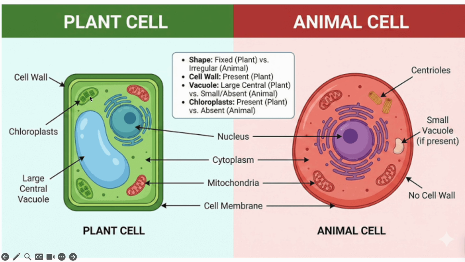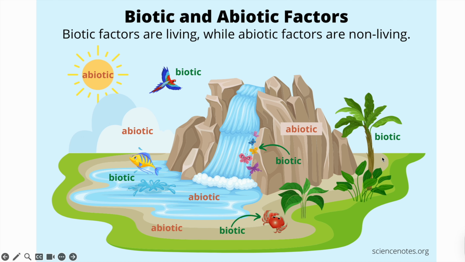Now, we're also going to take a look at chloroplasts. This is where light energy is turned into chemical energy for the plant. Plants have that. Animal cells don't. And just for fun, you already know the mitochondria is the powerhouse of the cell. This is present in both animal and plant cells.